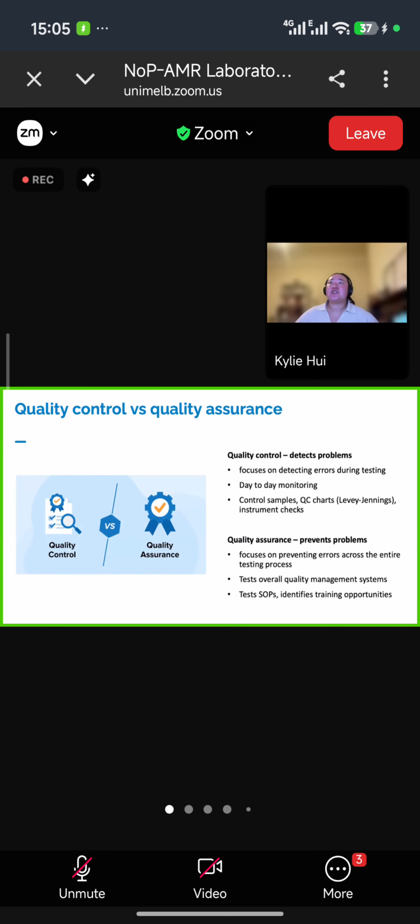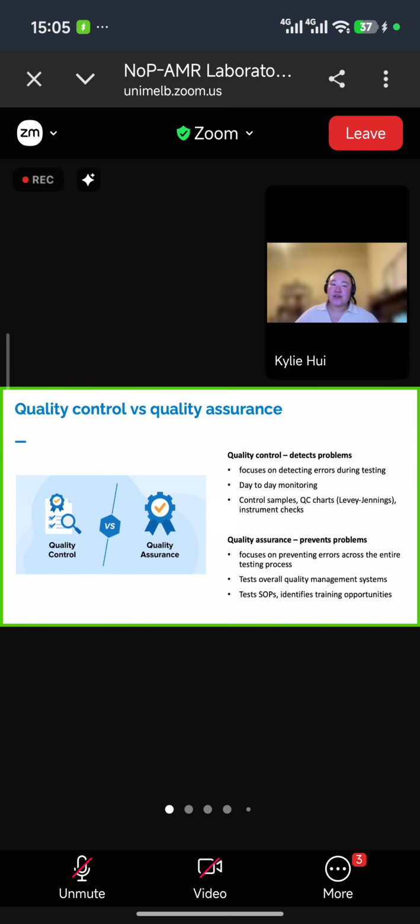So we hear about quality control and quality assurance often, but what is the difference between the two? In quality control, it really detects the problem. It focuses on detecting errors during testing, and it's more useful for day-to-day monitoring. Things like control samples, we can use QC charts, like Levey-Jennings, and also instrument checks.